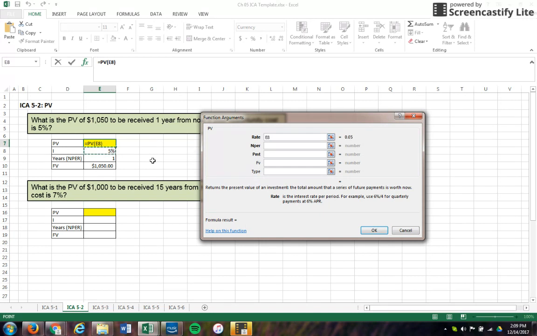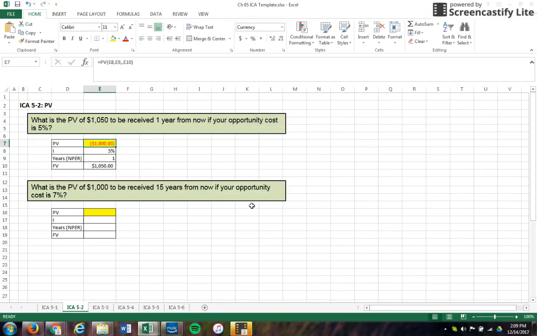So rate, my cursor's in rate. Now my rate is 5%. Number of periods, we just have 1. My future value is $1,050. We click OK. And we see that the present value of that would be $1,000. So we would have to deposit $1,000 today in a bank account earning 5% a year. After 1 year, if that's all true, we would have $1,050.